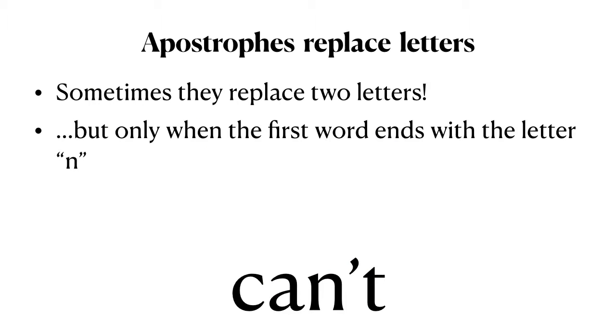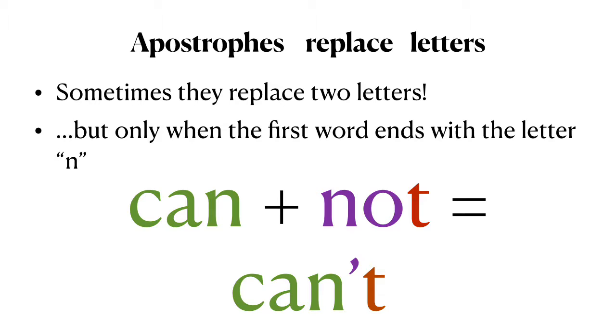So apostrophes replace letters. Usually they replace vowels, but sometimes they can replace two letters, but only when the first word ends with the letter N. So for example, can't. We make the word can't by taking the word can and not and putting them together. So just like didn't, I've taken can, I've made it green, and I've taken not, and I've made it purple and red. But as you can see, the apostrophe replaces the N and the O from not. So then I put them together and I get can't.